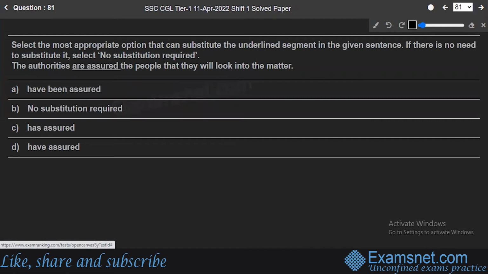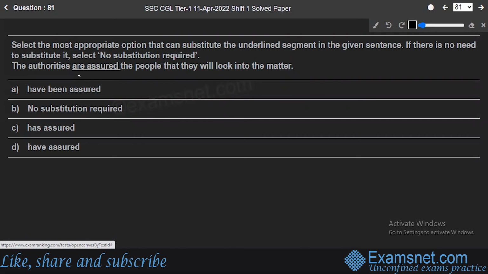Next is question number 81. Select the most appropriate option that can substitute the underlined segment in the given sentence. If there is no need to substitute it, then select no substitution required. Let's read. It says the authorities are assured the people that they will look into the matter. Right, so what is this sentence? When I was reading it, it was very much obvious that this is grammatically incorrect. So what changes should be there?